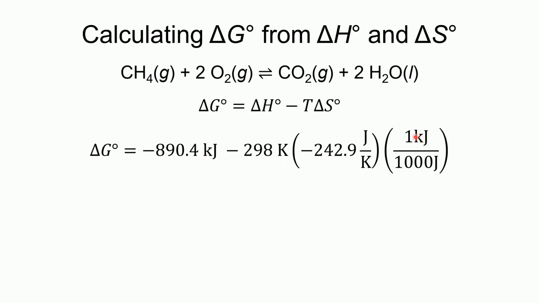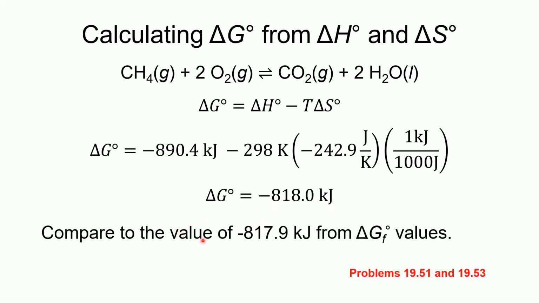units. We need to multiply by 1 kilojoule over 1,000 joules, and that will cancel out our joules and give us kilojoules. So these will be in the same units. And you'll see that gives us a delta G equal to negative 818.0 kilojoules. If we compare that to our previous value that we got when we used the delta G of formation, we got negative 817.9. Very close. I'm not even going to call it rounding error. I'm just going to call it a rounding difference. So that is just a rounding difference.